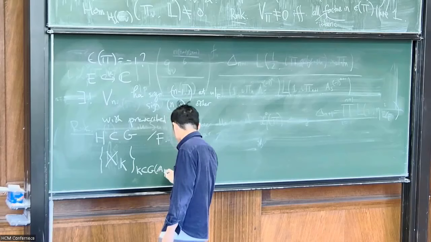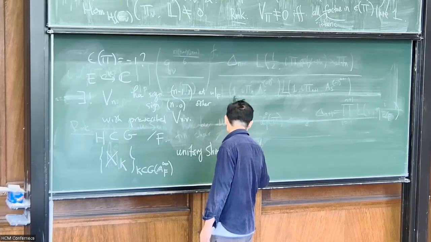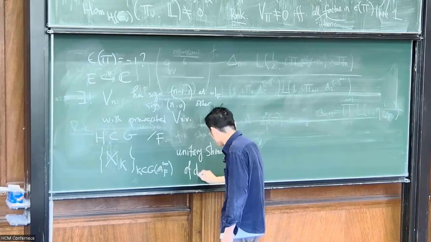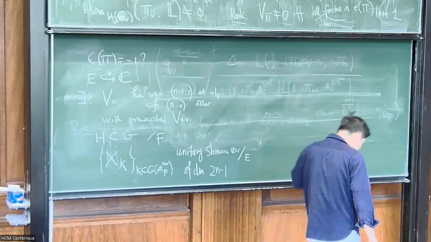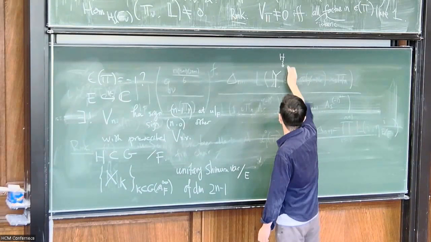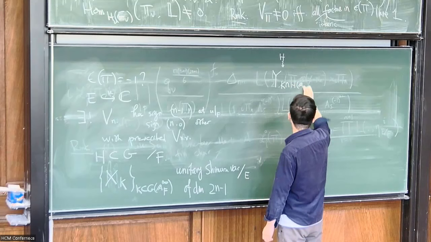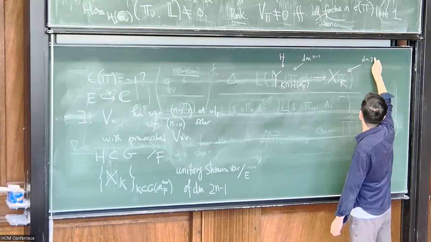This is a unitary Shimura variety over E, as a subfield of C, of dimension 2n minus 1. Okay, and this h will give you some Shimura subvariety. So this h will give you K intersect with H, a finite map to X_K. Okay, this is dimension n minus 1. This is dimension 2n minus 1. And this is a finite unramified map.